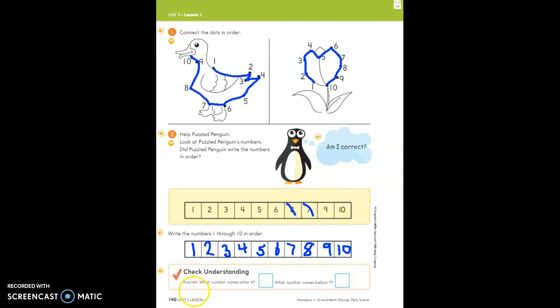So we want to do the bottom, because what number comes after 4? What number comes after 4, everyone? You have this number on the wall up here. 5.